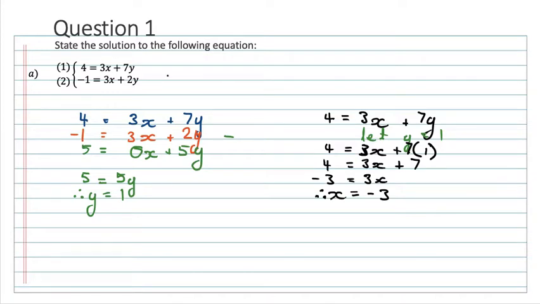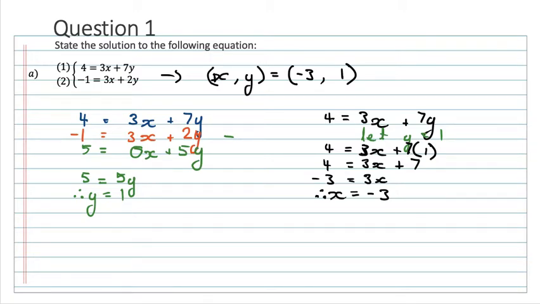So the solutions to these equations, x and y, are -3 for x, because the x value comes first, and then 1 for y. This method here is what we call the elimination method. On the left here, we line all of these values up, then we take one equation away from the other and then solve for the only remaining unknown.